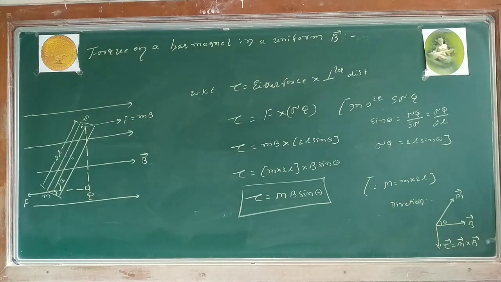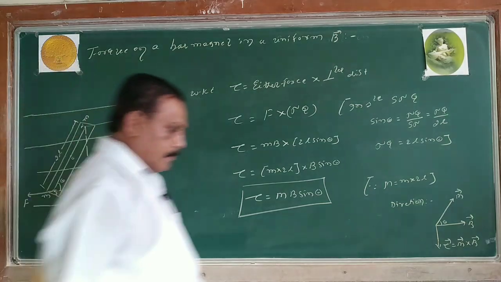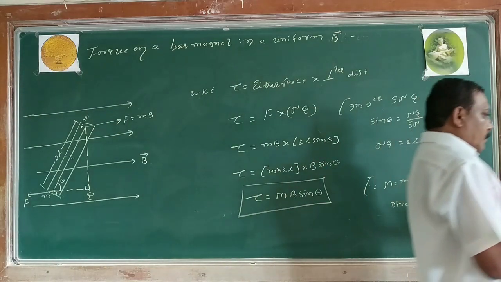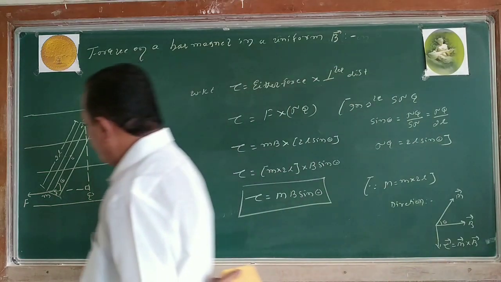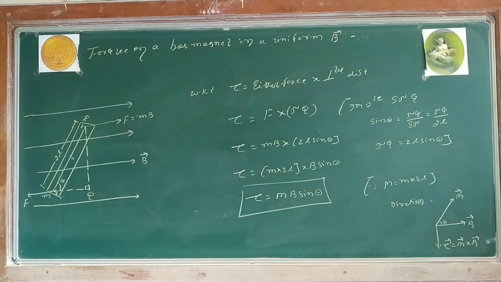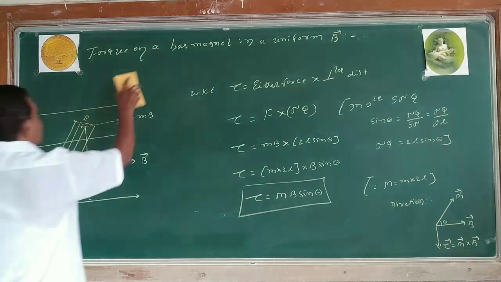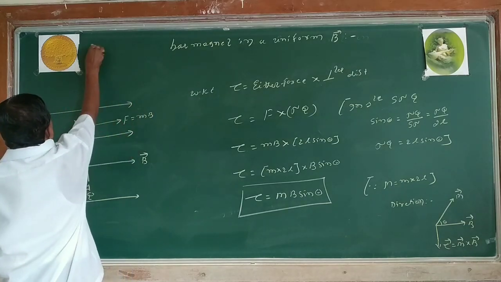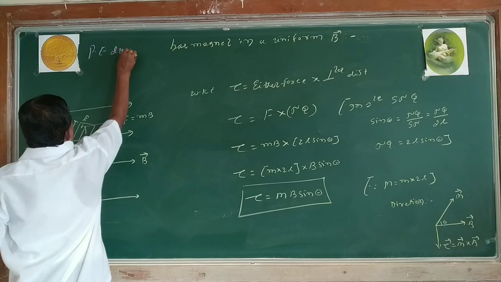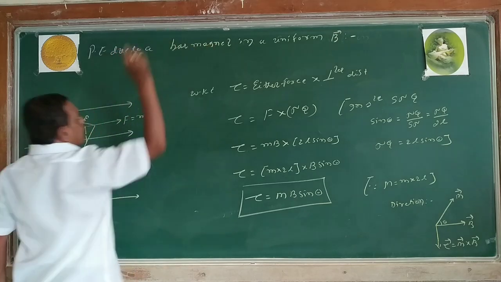Same figure, same equation, we just go for a little extension. I do not change the figure, I only change the title. Shall I go for the change of the title? Potential energy due to a bar magnet in a uniform magnetic field.